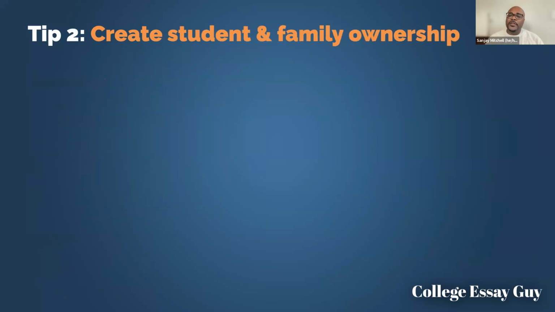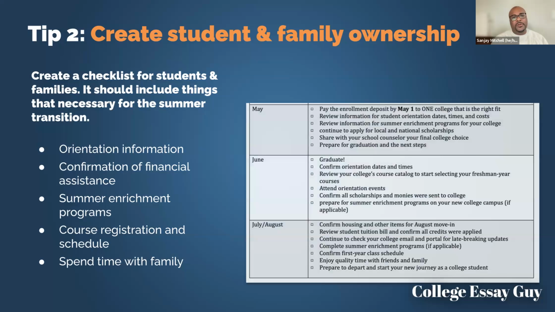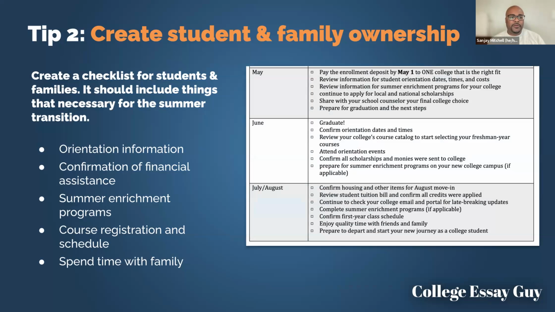Then we talk about creating student and family ownership, right? So we know we have those students and those families who are super gung-ho. They say, just give me my checklist, just tell me what it is that I need to do and we will get it done. That is also a mechanism to avoid summer melt, right?